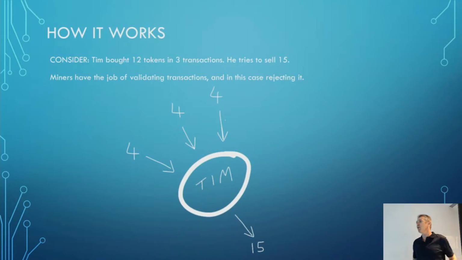So, how it works. Tim has 3 transactions, each of 4 coins. And what he wants to do is give me 15 coins. What miners do is their job is to validate that situation. Now, obviously, they would say that's invalid because he's only got 12 coins and he wants to send me 15.